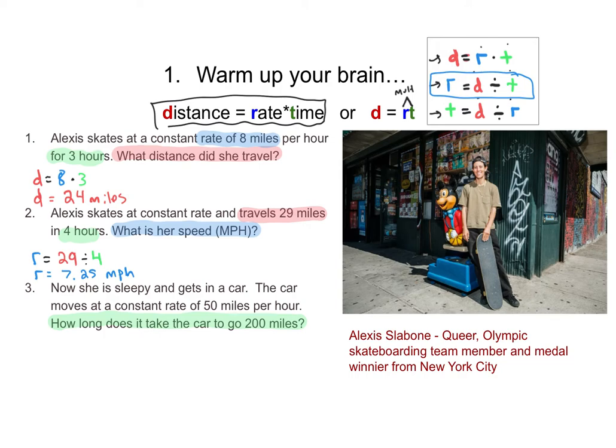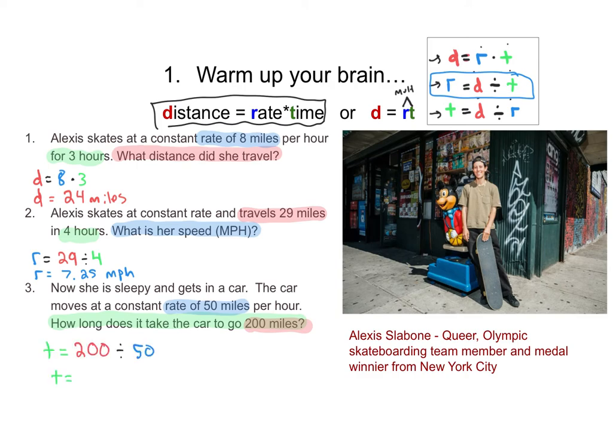And then last up, now we have Alexis, and she is feeling sleepy, so she gets into a car. The car moves at a constant rate of 50 miles per hour. Again, I'm going to highlight that because there's our rate, 50 miles per hour. How long does it take the car to go 200 miles? So there's our distance, 200 miles, and we are looking for that time. Go ahead and pause and get this set up.